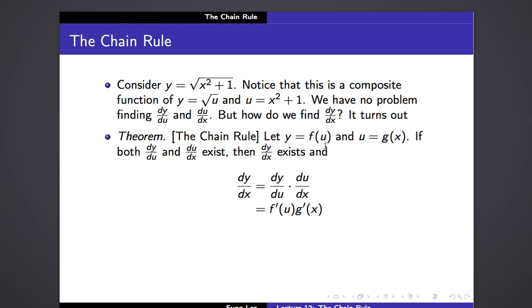Let's let y be f of u and u be g of x, right? So in other words, y is a composite function of these two functions. All right, so if both the dy by du and du by dx exist, then dy by dx also exists, and it is given by none other than dy by du times du by dx, which is also written as f prime of u and g prime of x.